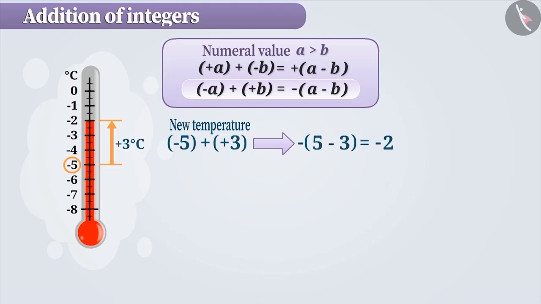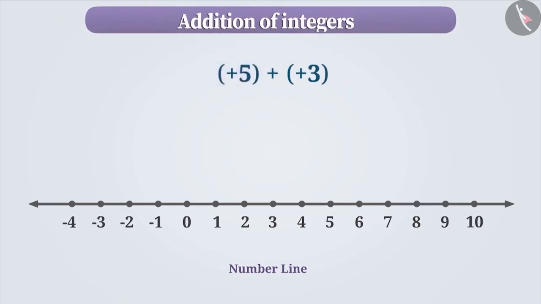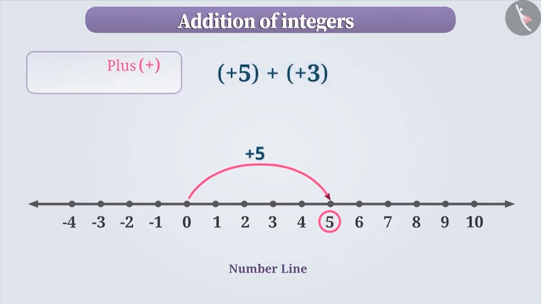Addition of integers can also be done on a number line. To find the value of +5 + 3 on a number line, mark +5 on the number line first. Since 5 is a positive integer, it is located 5 steps towards the right of 0. While adding two integers on a number line, if the sign of the second integer is positive, then move towards the right side of the first integer. If the sign is negative, then move towards the left of the first integer. Since the sign of the second integer is plus, I move 3 steps towards the right of 5. We now arrive at +8.